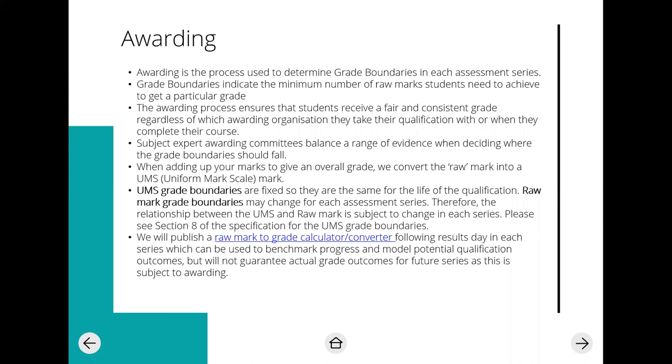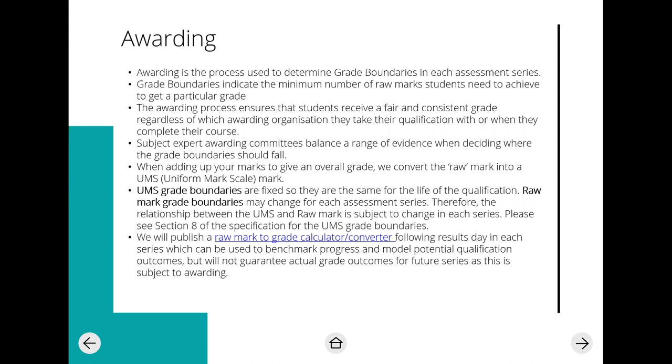Once those grade boundaries have been done, those marks can get converted into UMS, the uniform mark scale. That uniform mark scale boundary is fixed for the life of the qualification. They're in the specification, in section 8. That then decides the overall grade, but it's the raw mark boundaries that change, which decides which UMS fit those raw marks. The raw marks grade calculator will be published following each series, after results have come out, so you can see roughly where it will fit in and why it was done that way. It allows you to plan forward and see how it works. It's not a guaranteed outcome for future series, but it gives you a rough idea, a benchmark.